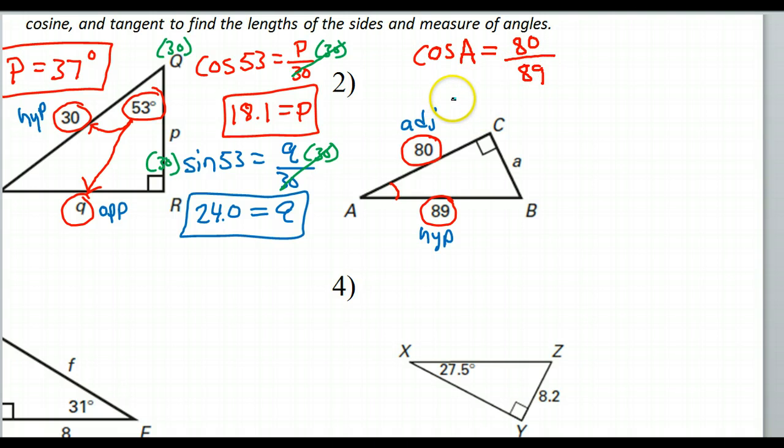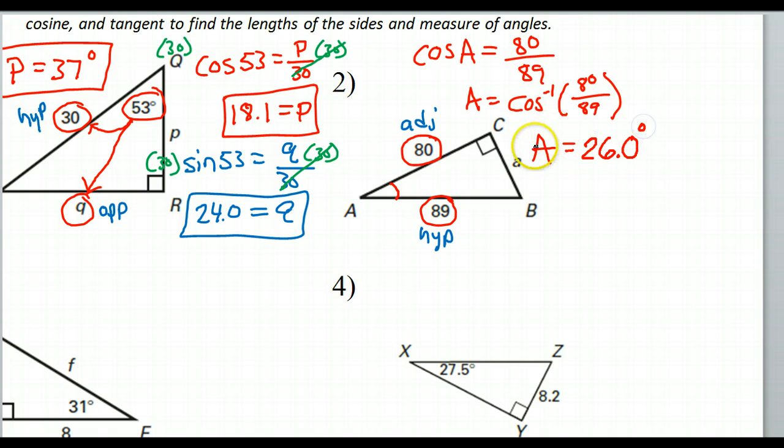And then you can go ahead and put, okay, so A is going to equal the inverse cosine, and that's how you write that, of 80 over 89. You must show this step and then this step and then put your answer. So it's always going to be like boom, boom, boom. Initial problem, you switch it up, and then you write your answer. And that's 26.0 degrees. So that is the measure of angle A.